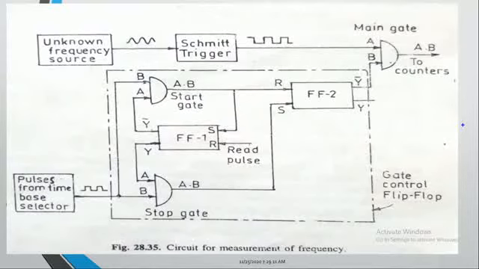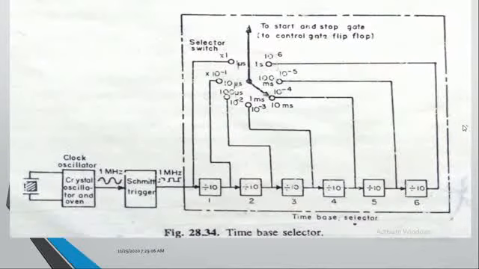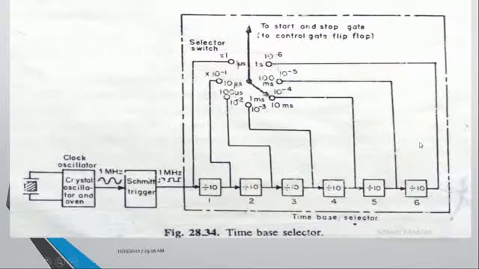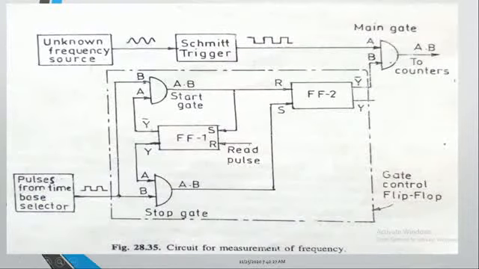Remember that the digital frequency meter's main intention is to calculate the input signal frequency. To calculate the input signal frequency, we are taking the digital frequency meter. This shows the individual blocks of the digital frequency meter, and here we have the time based selector, and here we are having the block diagram. One gate is acting as a start gate, another gate is acting as a stop gate, and based on the start gate inputs, the main gate will open and close.